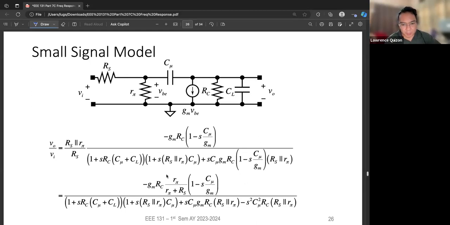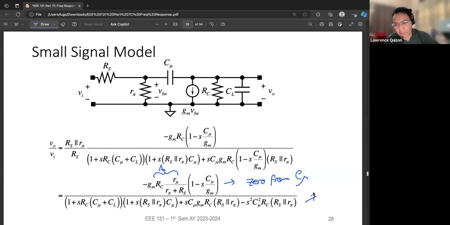And okay, I'll show you. This is your low frequency gain, the overall low frequency gain. It's GMRC times R pi over R pi plus RS. It's your normal gain, but you have the voltage divider over here. Familiar with that? This is the zero from the Miller cap. We expect that to appear because we've seen that appear in the case without RS.